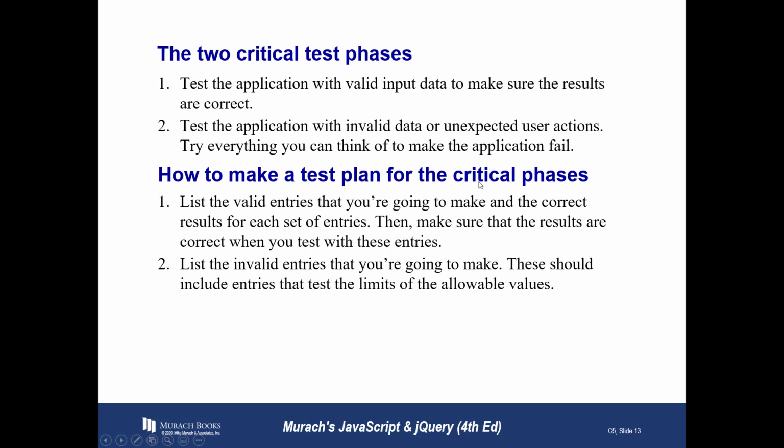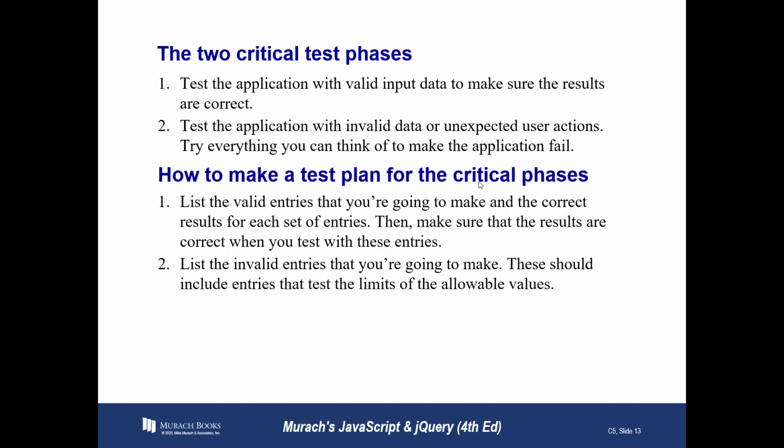Okay, so it says there are 2 critical phases during this testing. First, you want to test the app with valid data to make sure it's doing what it's supposed to be doing. Then you want to test it with every bit of invalid data that you can think of. You do everything in your power to make it fail. As we already said, if you make it fail, it's a victory because then you can fix it.